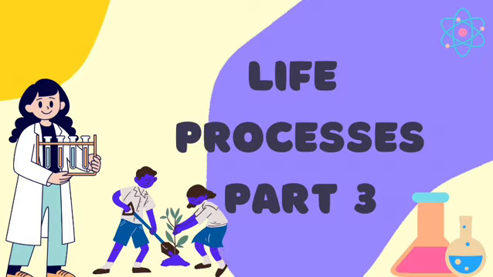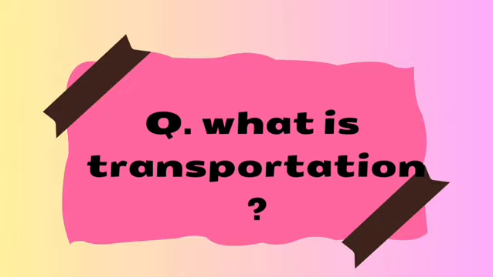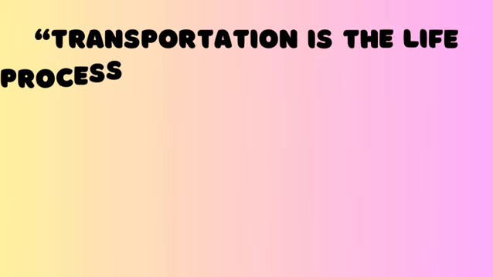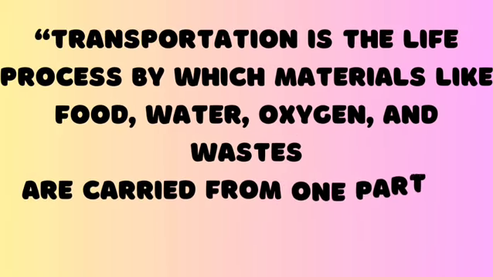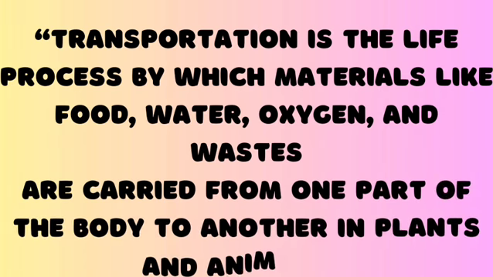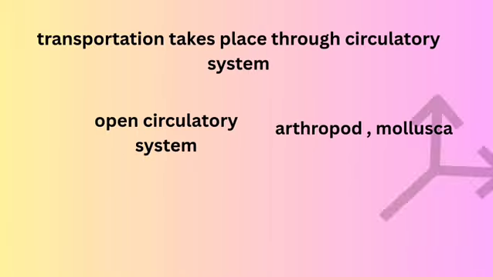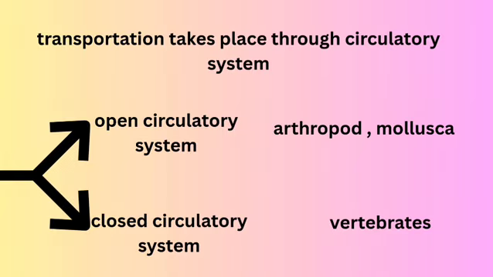About transportation. Before going to learn about transportation, what is transportation? Transportation is the life process by which materials like food, water, oxygen, and wastes are carried from one part of the body to another in plants and animals. Transportation takes place through the circulatory system.